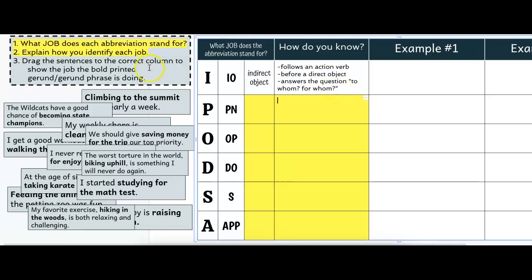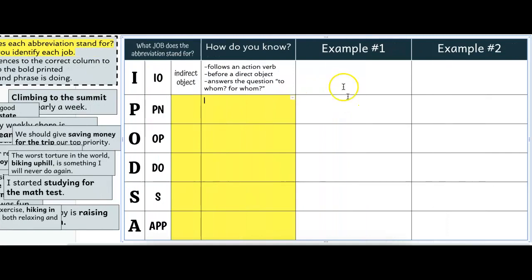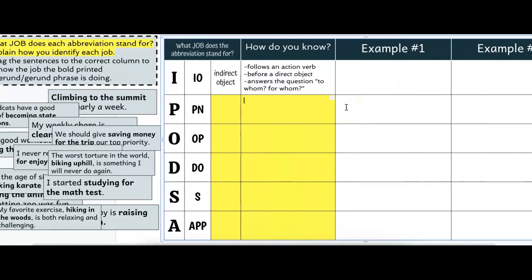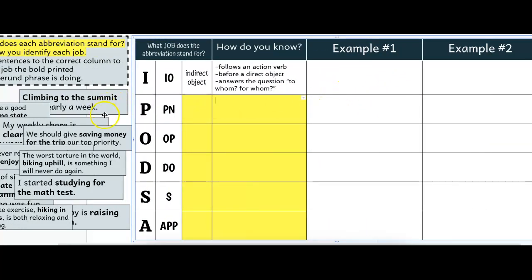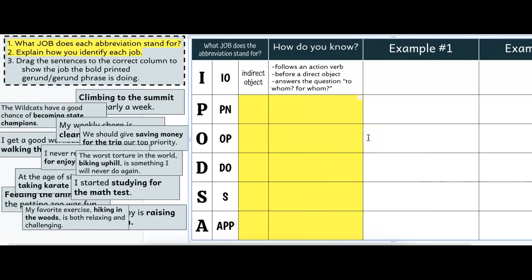Then I've given you some sentences that have gerunds in them, or gerund phrases, and the gerund or gerund phrase is in bold print, and you have to decide which job it's doing. You'll see there are two examples. There are going to be two that have gerund phrases as indirect objects, two as predicate nouns, two as objects of the preposition. So I'm just going to do a couple with you.